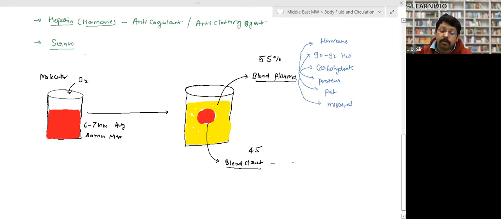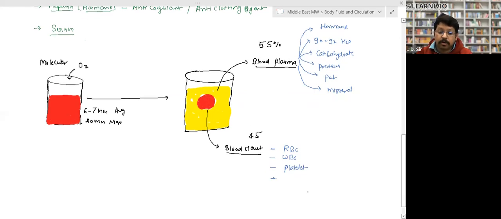What are the factors of blood clot? There is RBC, WBC, platelet, then some fibrous protein, or then thrombin protein, then fibrin protein. These are the main components, please jot this down. These are the main components of blood. These are the parts of blood. Now I think it must be clear to you what blood plasma actually is.